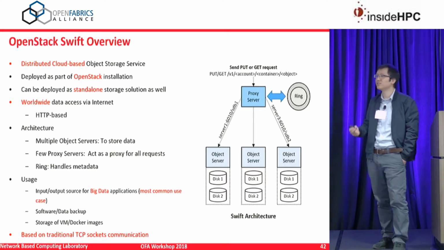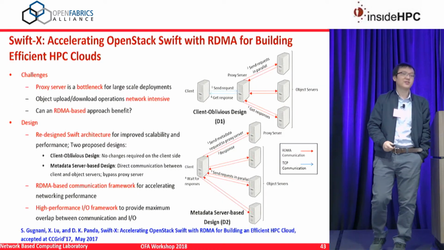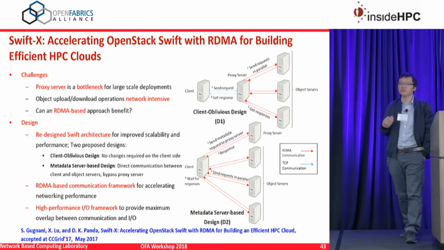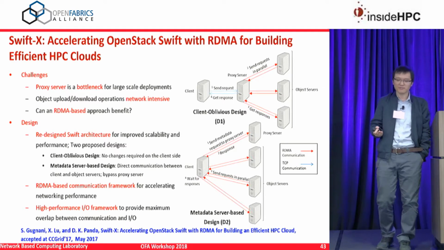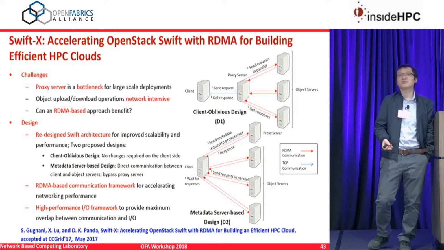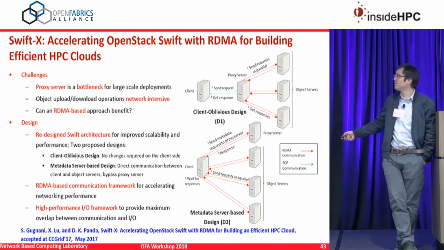Of course, there's a lot of communication happening here. By default, Swift uses the TCP protocol. So now the question is, are we able to redesign Swift to take advantage of RDMA? This is one thing. Second thing is, besides communication, what other bottlenecks are there in Swift? So we actually proposed two designs.